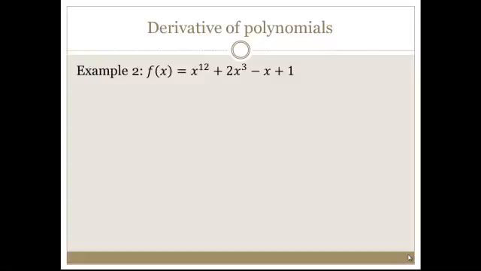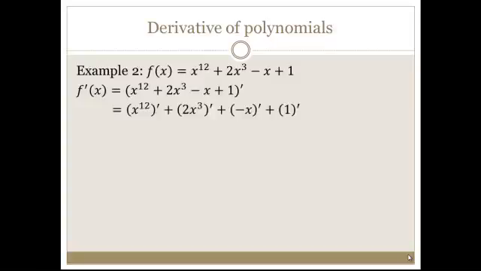For our next example, let's look at the function x to the 12th plus 2x cubed minus x plus 1. Again, to compute its derivative, we want to break it up into its terms. Here, we have the derivative of x to the 12th plus the derivative of 2x cubed plus the derivative of negative x plus the derivative of 1.